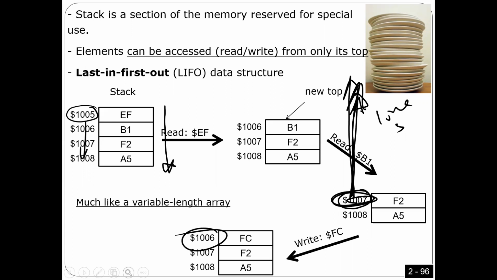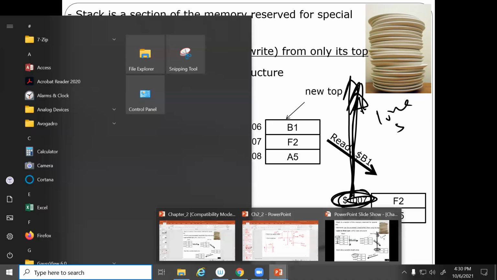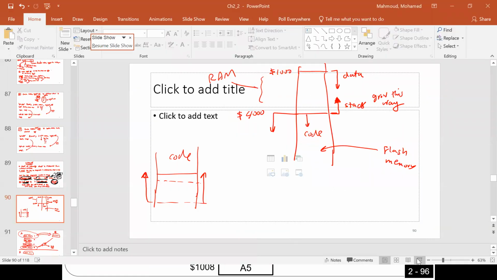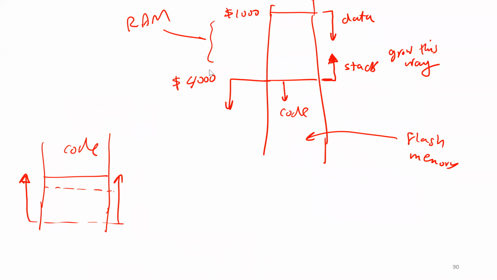That's why, from now on, I'm going to say load stack pointer 4,000 with the $ sign. This is the initial value, so that every time you write, the stack grows from big addresses to smaller addresses.